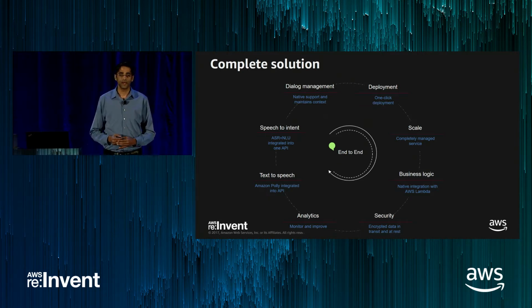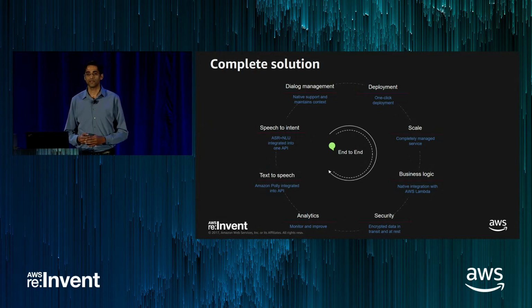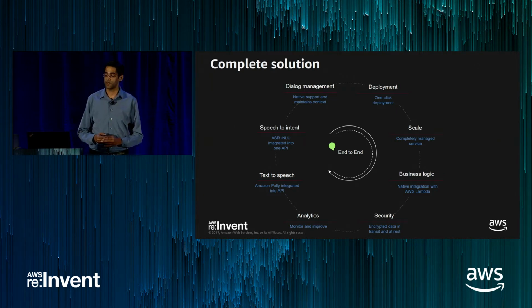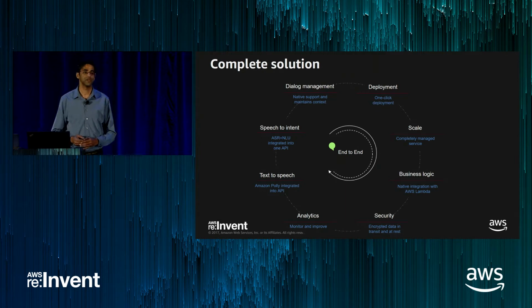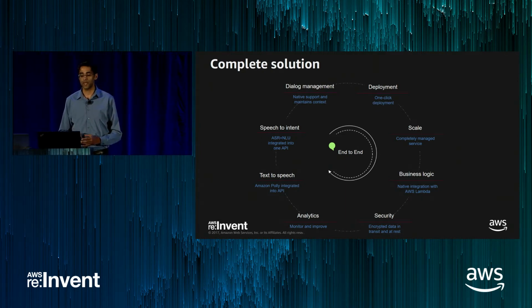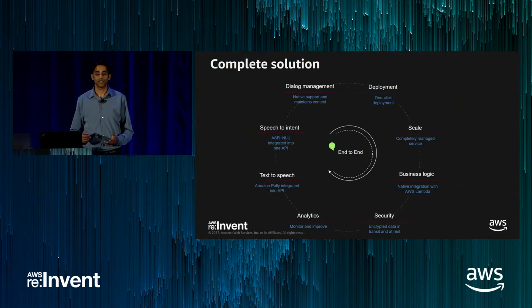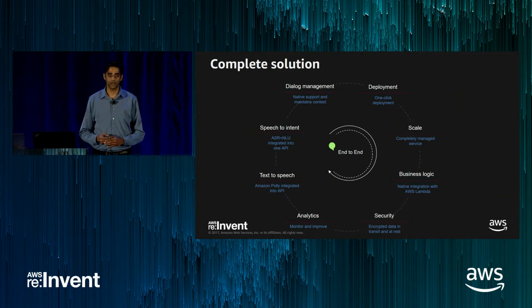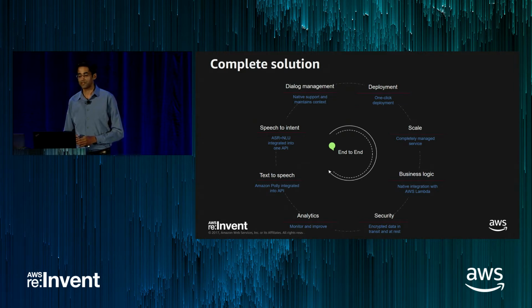Lex is an AWS service, so it scales as your demand goes up, so you don't have to worry about that. We natively integrate with AWS Lambda, so you can implement your validation logic and all of your business logic in the Lambda functions. We encrypt user utterances in transit and at rest.